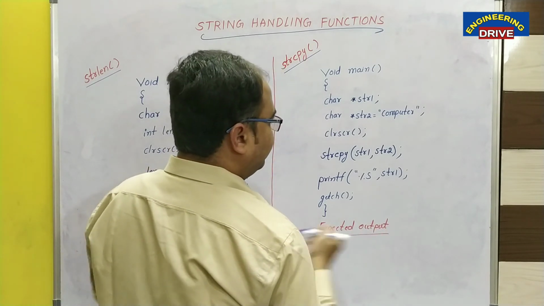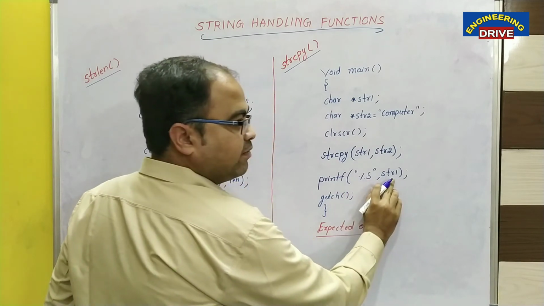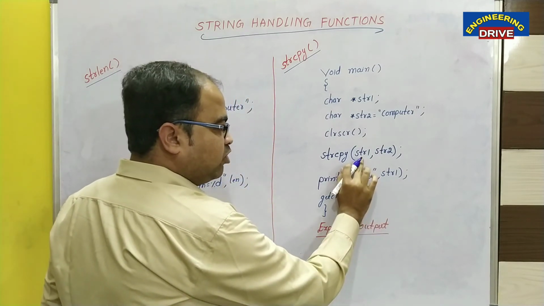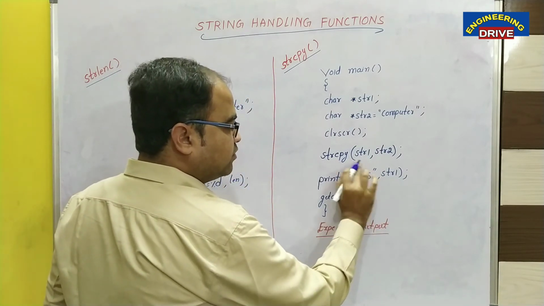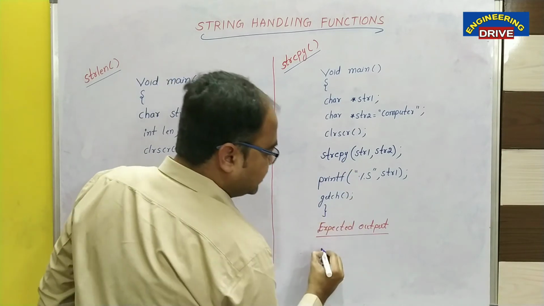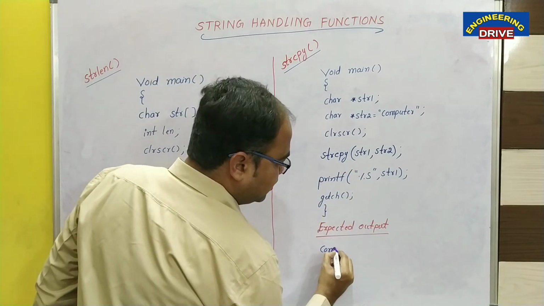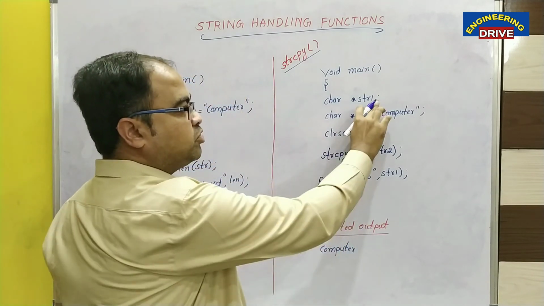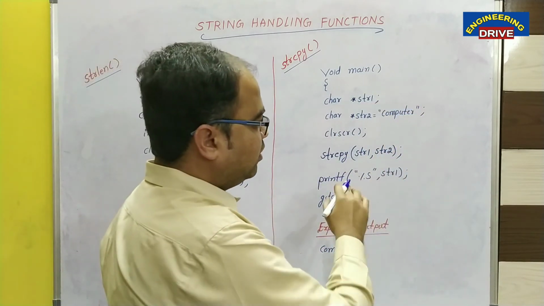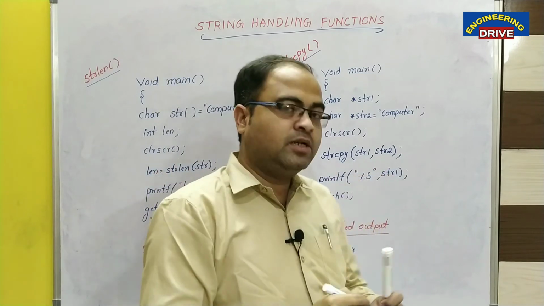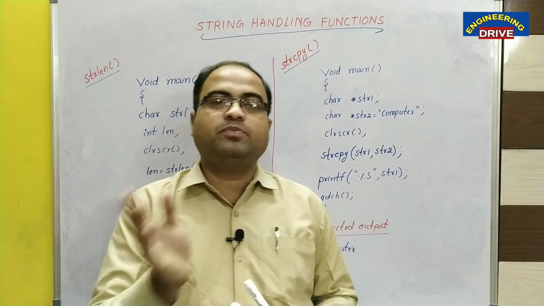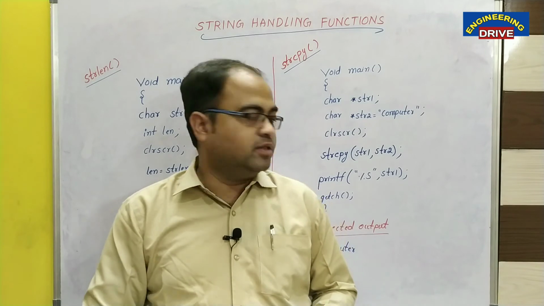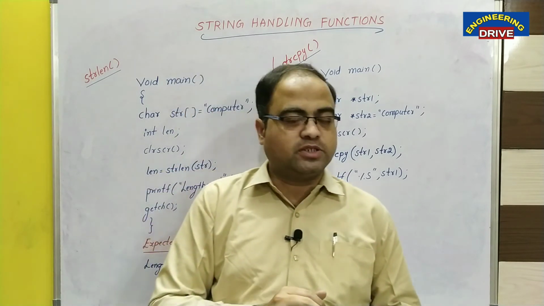Wherever %s is there, it will be replaced by the value of str1. So what is the value of str1 now after the execution of the string copy function? We will get the answer here, simply computer. That's all. So actually str1 was an empty string before, but after the string copy function, the contents of str2 have been copied into str1. This is how the strcpy function works.